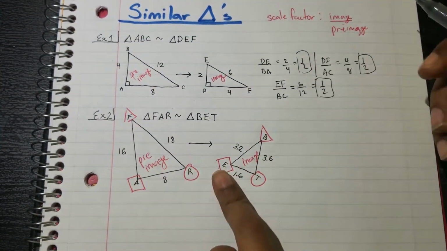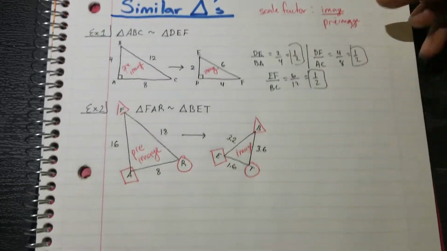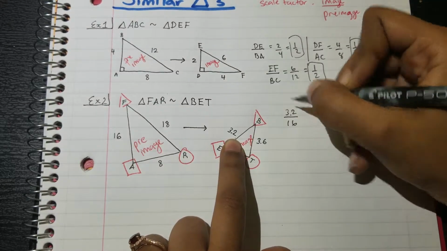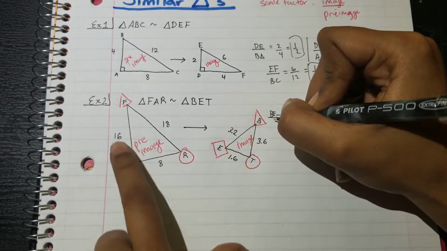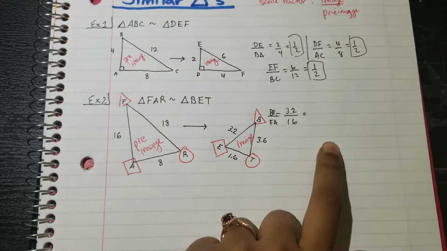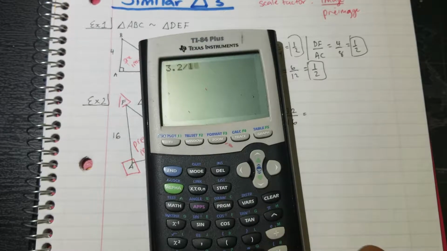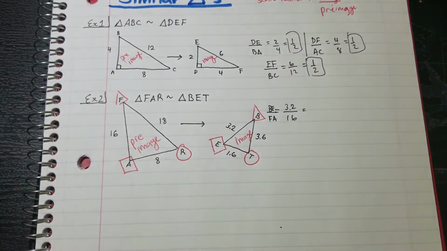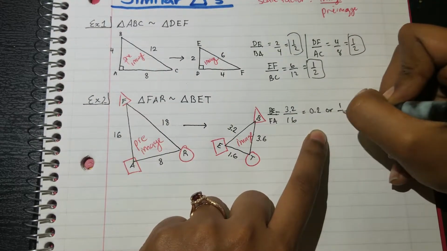So again, you want to make sure that your scale factor is set up as your image over your pre-image. So we're going to do 3.2 divided by 16, which was BE over FA. You can use your calculator. Okay, you get 0.2, or 1/5.